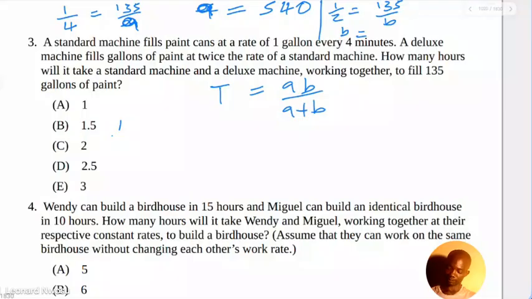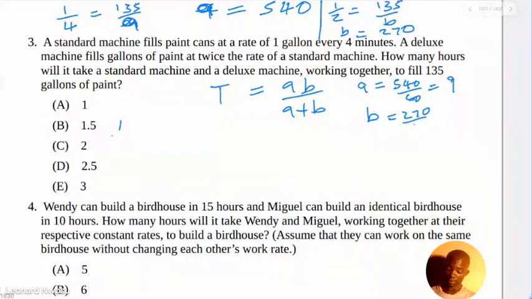Another thing we can do, since we are looking for this in hours, we can say that A equals 540 divided by 60, just to put it in hours. Let's be fast. And this is time. 9. Okay, cool. B is 270 divided by 60. That is just going to be half of it, right? 4.5.